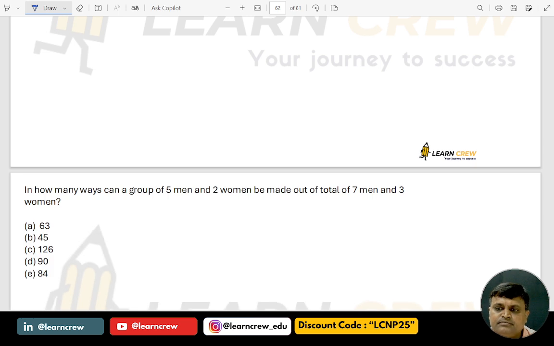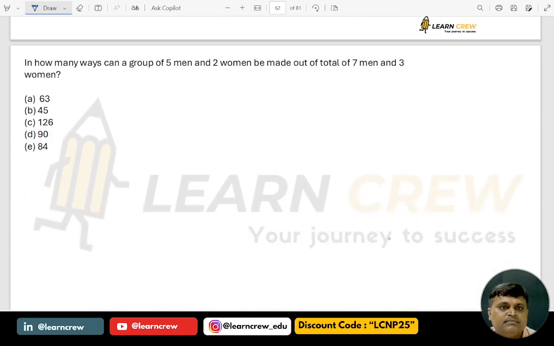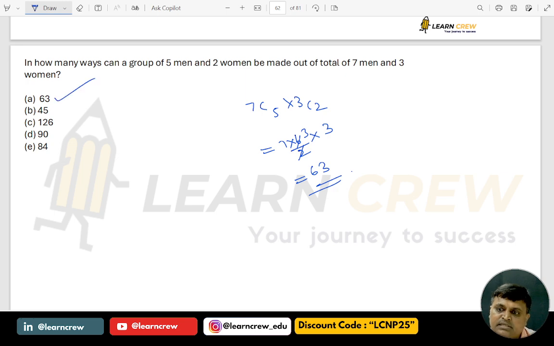Next, in how many ways can a group of 5 men and 2 women be made out of 7 men and 3 women? It's an easy question. 7C5 into 3C2. 7C5 is same as 7C2. 7C2 means 7 into 6 by 2. And 3C2 is same as 3C1. So the answer would be 3 sevens are 21, 3 21s are 63. So the answer is 63.